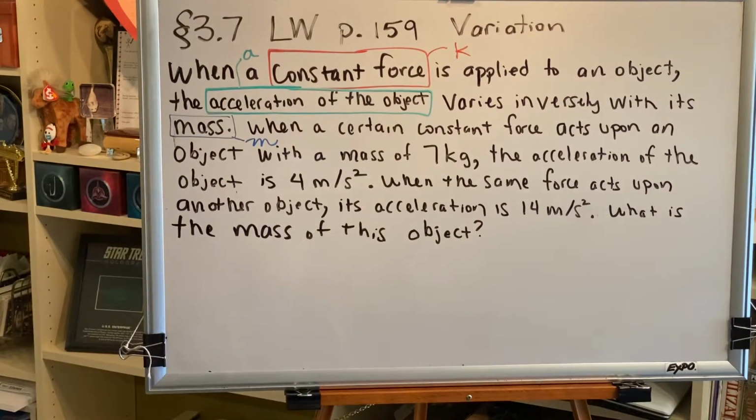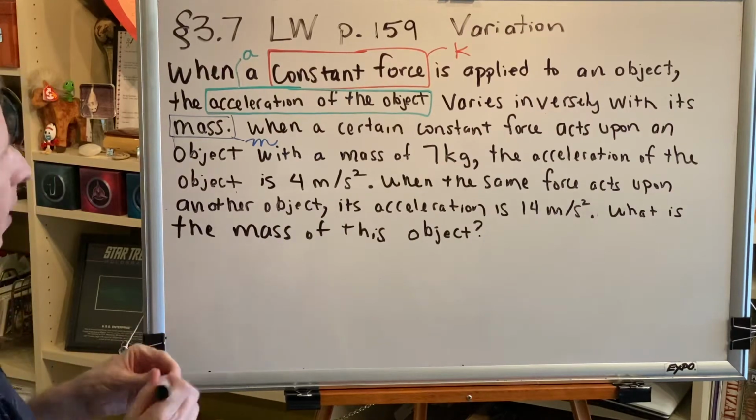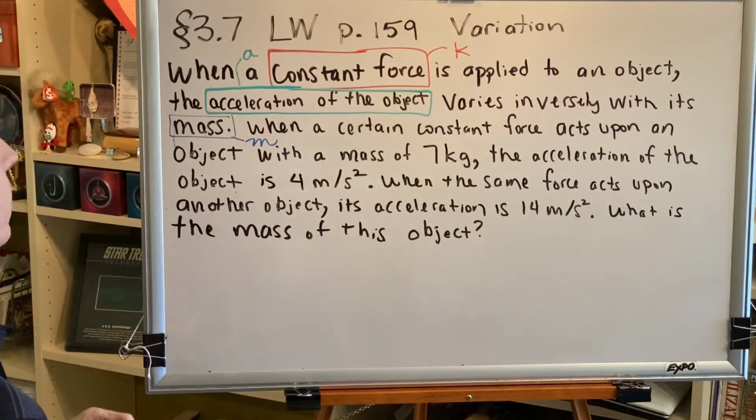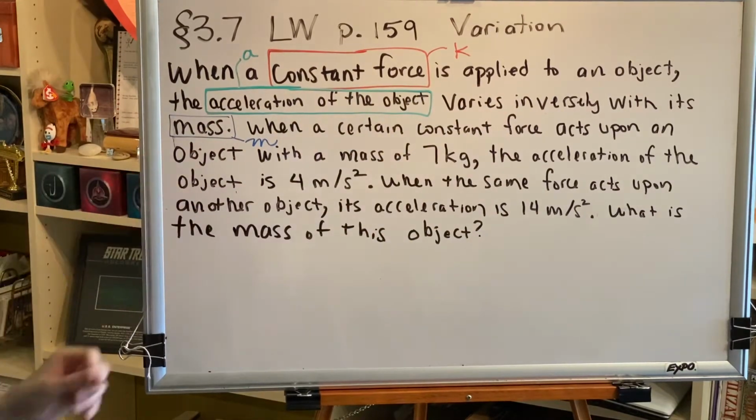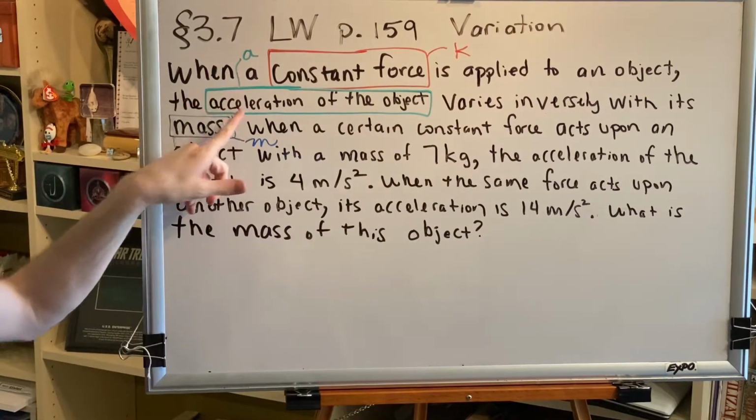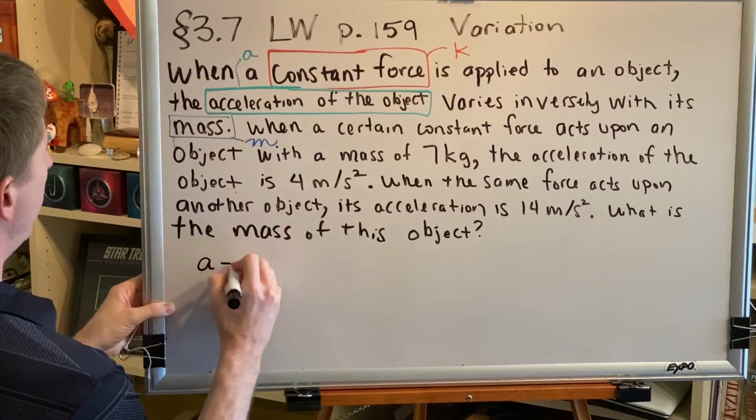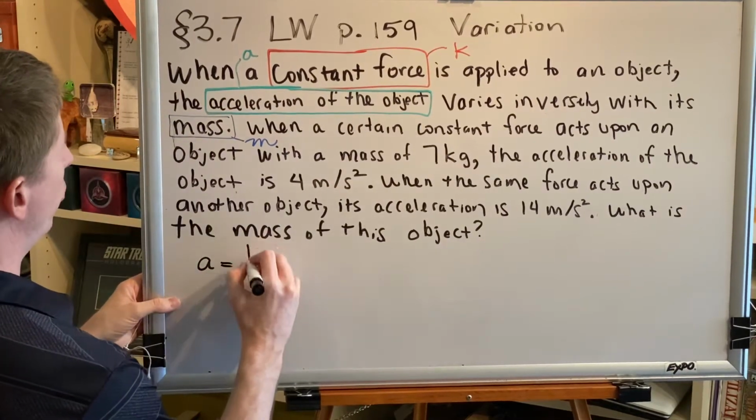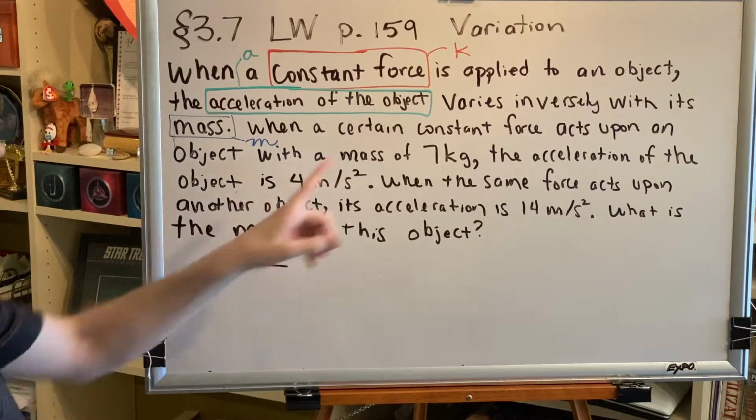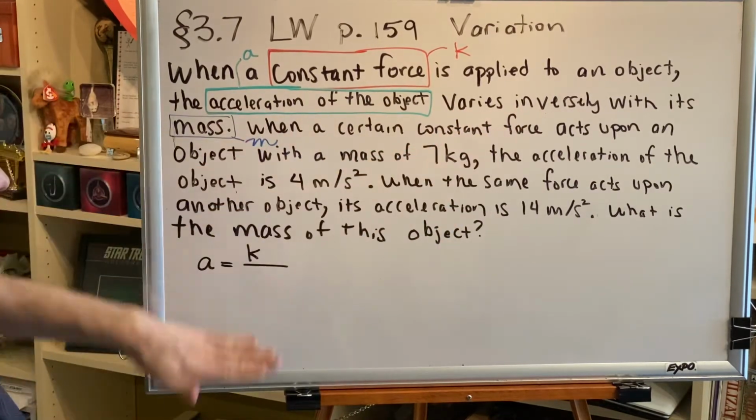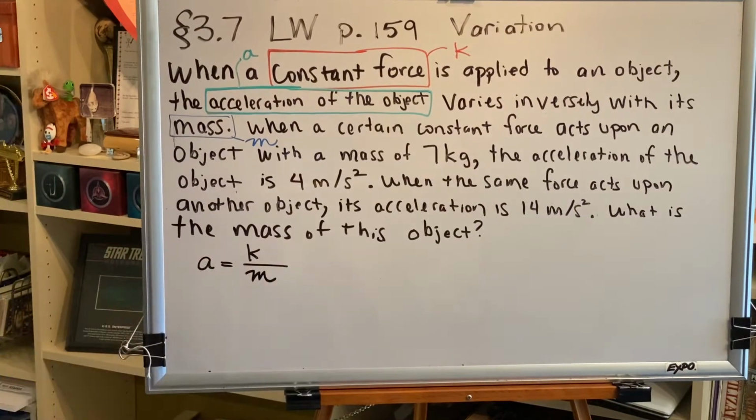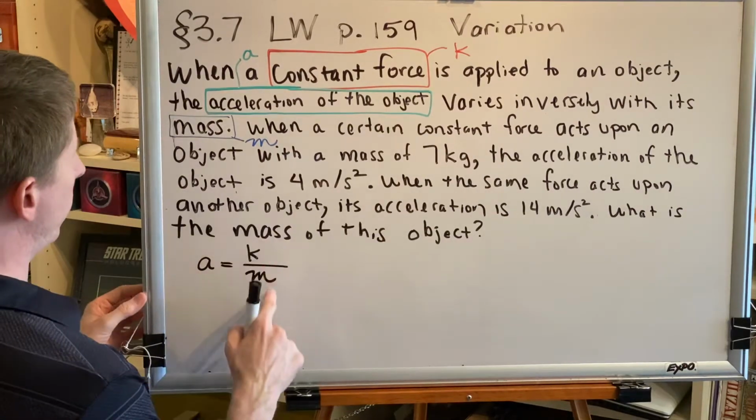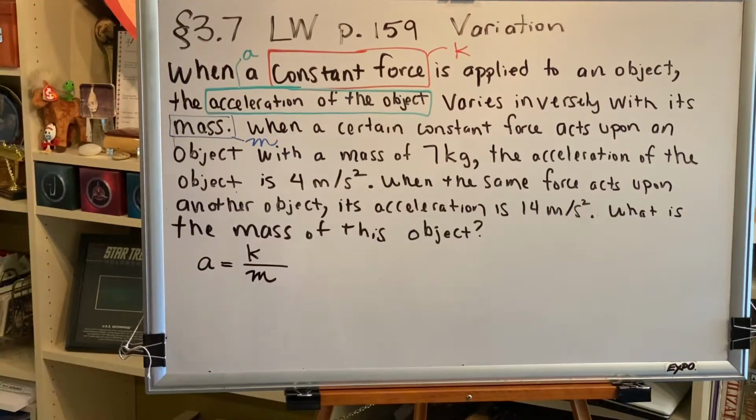Okay, so now that we have all of our letters, we can go ahead and write our variation equation. It says the acceleration varies inversely with the mass. So what's doing the varying? A, the acceleration. So we start with A equals a fraction with k in the numerator, and it says varies inversely, so down with the mass. Okay, so there we go. So this is our equation. A is equal to k divided by m.